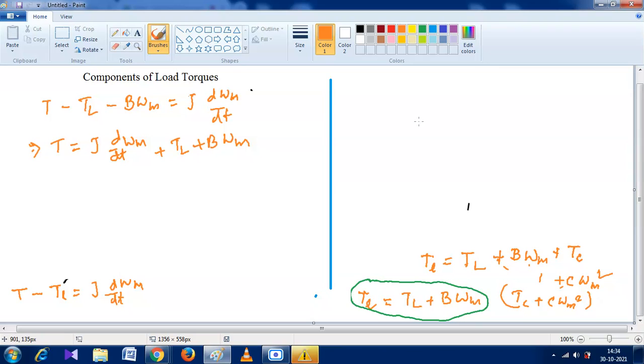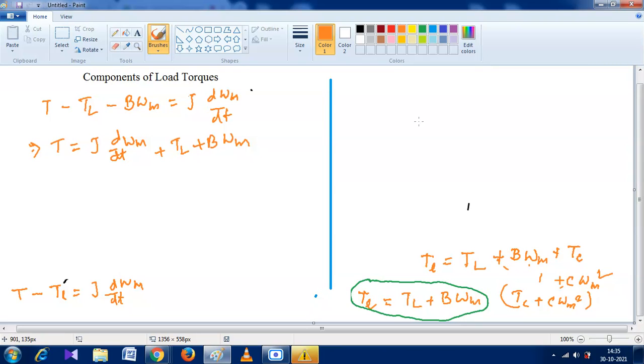In many cases, the Coulomb friction and windage torque are neglected. So after neglecting these two terms, we get small tl is equal to capital TL plus B omega m. Substituting in the fundamental torque equation, we get T is equal to J d/dt of omega plus TL plus B omega m.